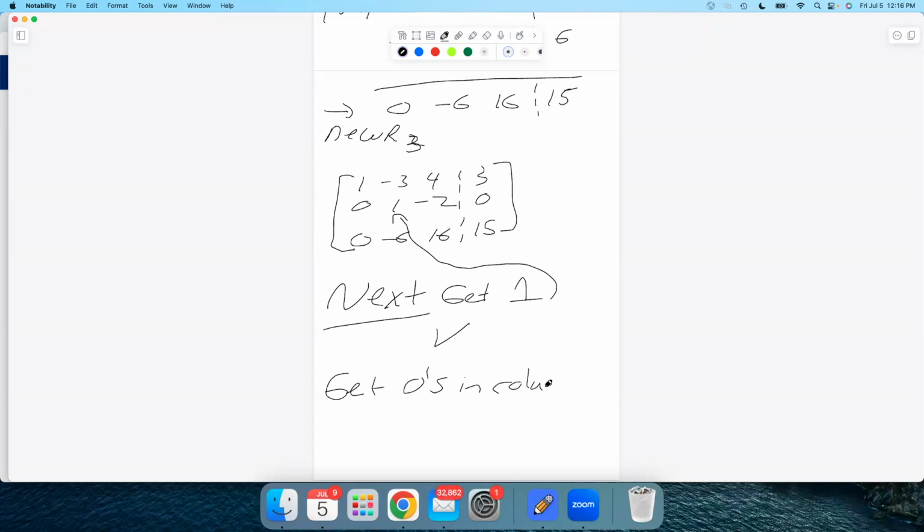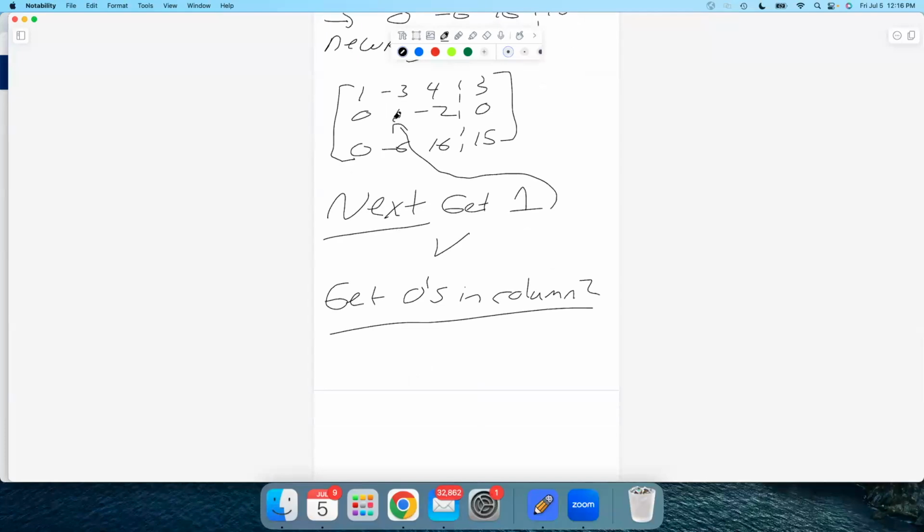So we work one column at a time. Remember, columns are up and down, rows are left and right. So I'm going to use that 1 to get rid of this -6. What would I have to multiply 1 by to kill a -6? We want 6 times the current row 2 plus the old row 3, and that will become my new row 3.